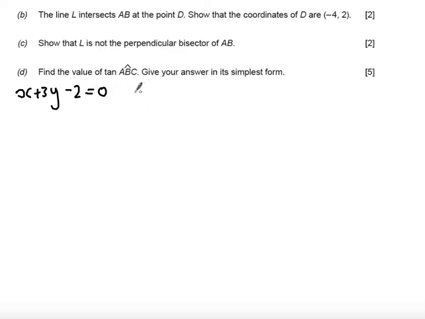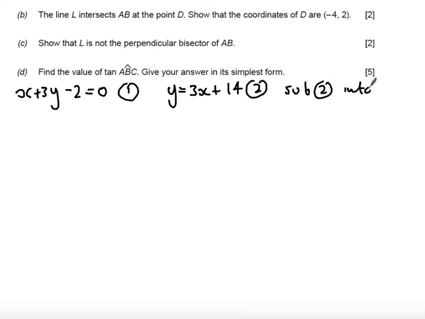And the equation of my second line, so let's call that 1. Equation of my second line was y equals 3x plus 14. So what I'm going to do is I'm going to sub equation 2 into 1. Remember to communicate how you're doing simultaneous equations. It's method marks to be awarded for using correct methods, and so you need to demonstrate those techniques clearly.